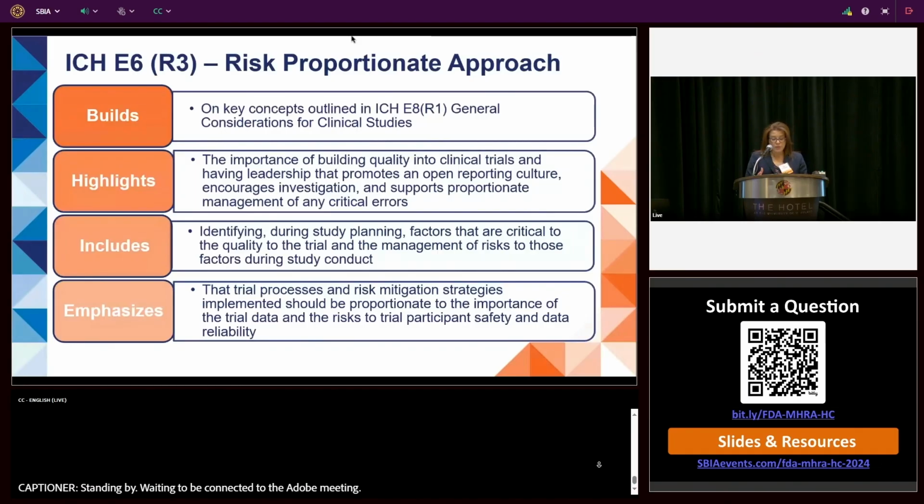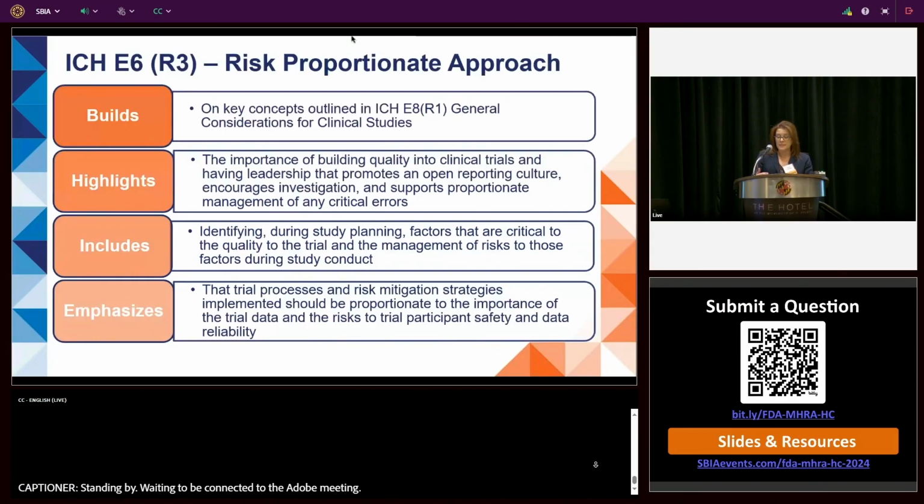And since this is a major theme in our session today, before we get started, let's just take a moment and talk a little more about how this risk proportionality concept is presented in E6R3. So the draft E6R3 guideline builds on concepts in ICH E8R1, which is another ICH guideline that describes accepted principles and practices for clinical trial design and conduct. And E8R1 introduces and discusses in some detail the concept of building quality into the design of your trial.